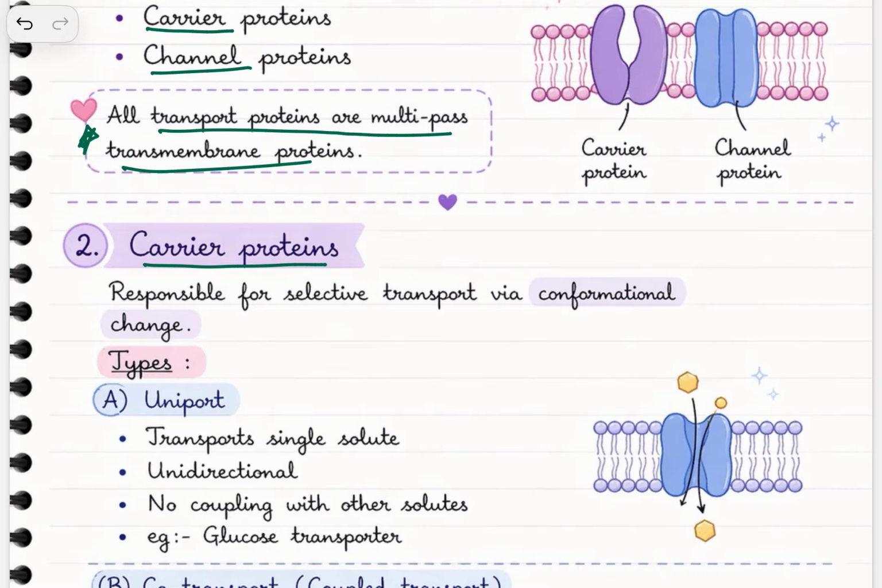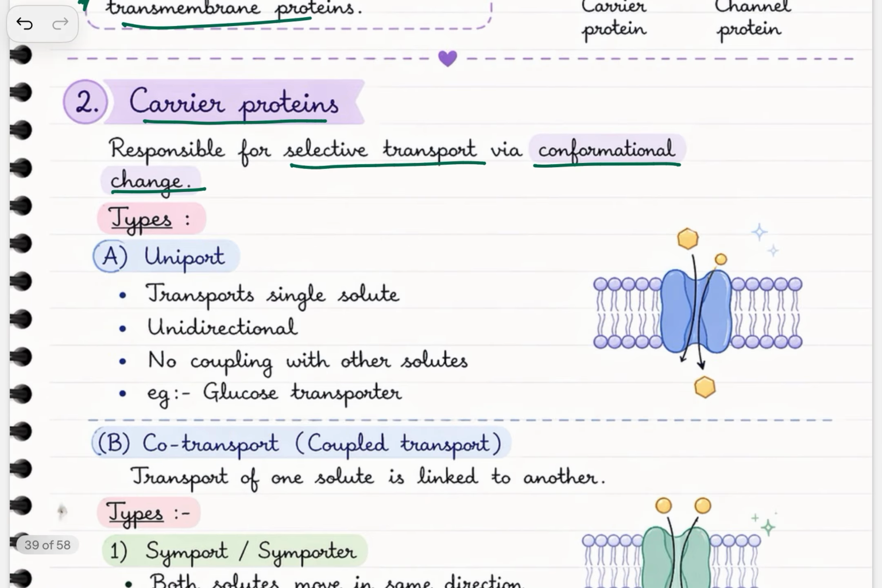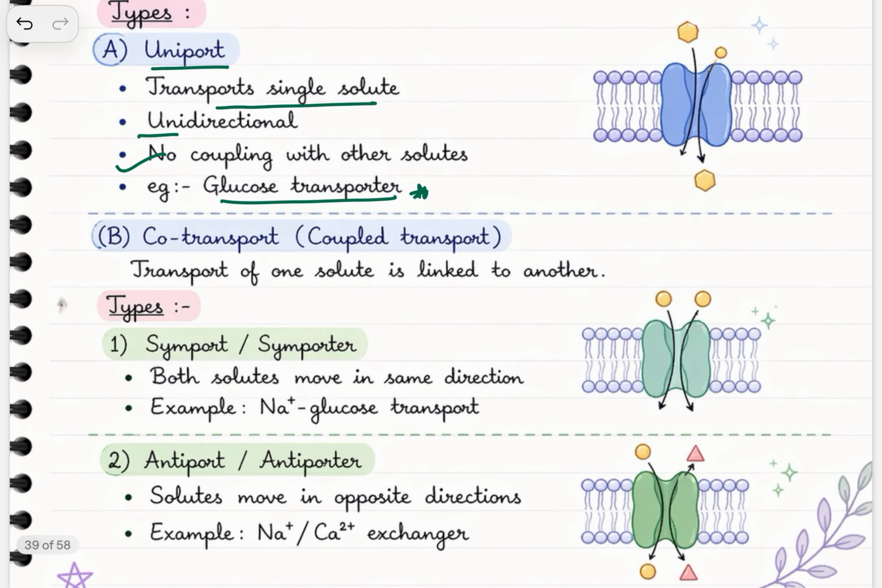They are responsible for selective transport via conformational change. Carrier proteins are of two types. First one, uniport. They transport a single solute. They are unidirectional, with no coupling with other solutes. Example, glucose transporter. Second type, co-transport or coupled transport. The transport of one solute is linked to another. It is further divided into two, symport and antiport.